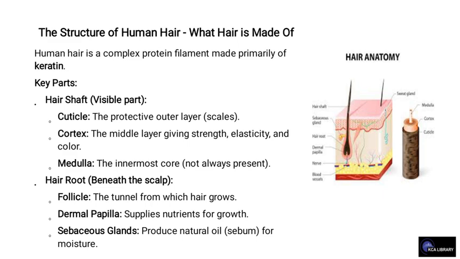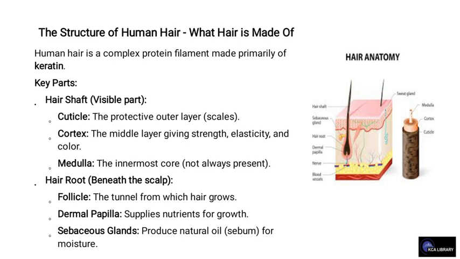Now, the structure of the hair. What is our hair made of? Human hair is a complex protein filament made primarily of keratin. And the key parts of the human hair: we have the hair shaft, which is the visible part. The hair shaft has the cuticle, the protective outer layer, and the cortex, the middle layer, which gives strength, elasticity, and color. And also the medulla, which is the innermost core, not always present.